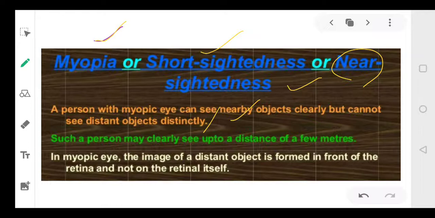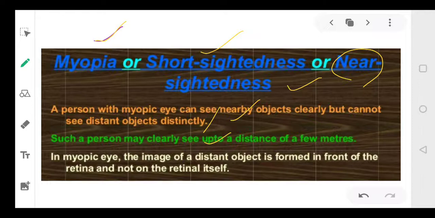Such a person can see objects clearly up to a few meters. If the object is very far away from us, we won't be able to see it clearly. पास की चीज़ हमें साफ नज़र आएगी, दूर की चीज़ हमें धुंधली नज़र आएगी. Now can you tell me where the image is formed in the eye? In the human eye, the image is always formed on the retina.